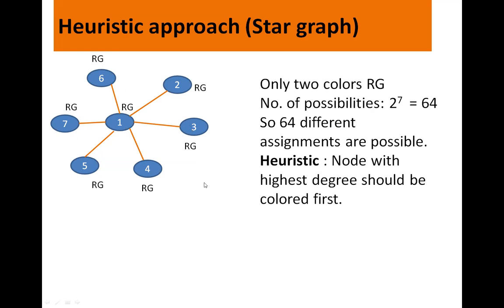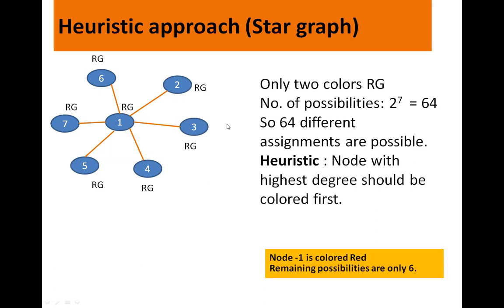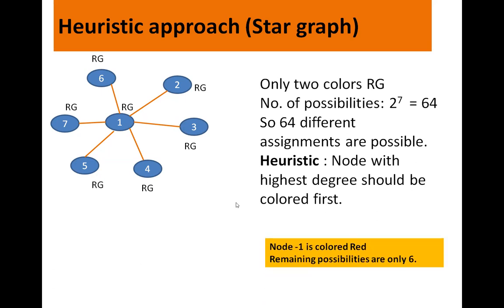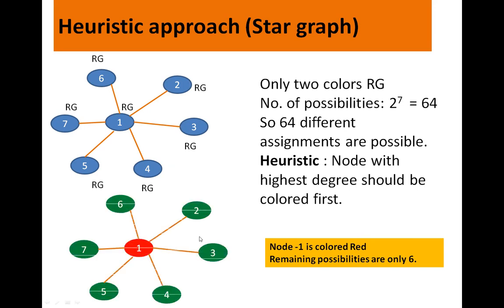So which node do we select first to color? The node with the highest degree. So the node with the highest degree is 1. So what do we do? We color 1 as red, right? Now, once you color node 1 as red, 1 is adjacent to all the remaining nodes. When you already color this as red, then the only color remaining to color all these nodes is green, right? So remaining possibilities are only 6. This is 1 and remaining possibilities are only 6. Is it clear? So this is the solution.